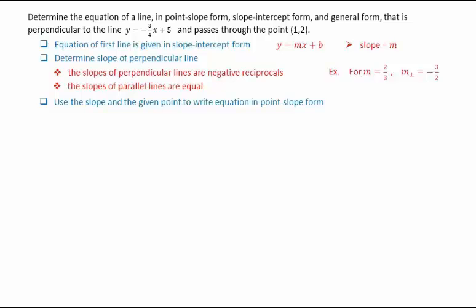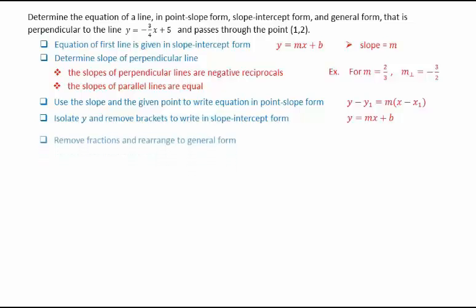Once we know the slope of the desired line, we can then use it and the given point to express the equation in point-slope form: y minus y1 equals m times (x minus x1). We can then isolate the y and distribute the slope through the brackets to express the equation in slope-intercept form, y equals mx plus b. We can remove the fractions and rearrange to express the equation in general form, Ax plus By plus C equals 0.